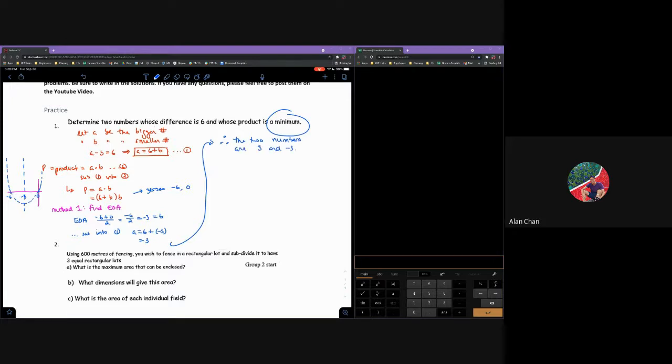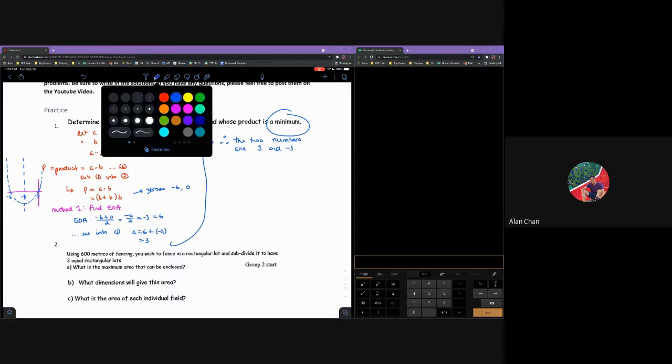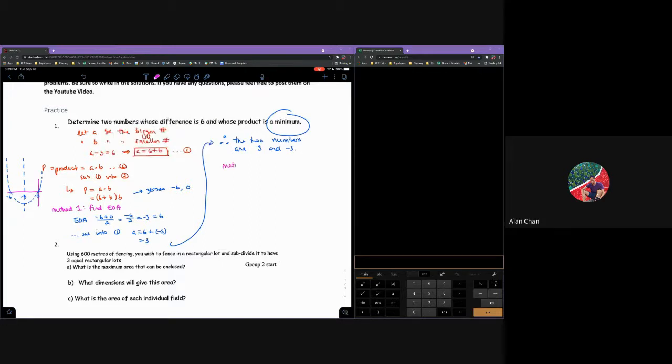How fun. Okay, let's do the other method just for fun. Let's say we didn't know that we could use factored form to find the EOA. Instead, we're going to complete the square. We'll get straight into vertex form, and then from vertex form, we're good, right? So again, all you've got to do is take our P equation. So P is equal to, what was it? It was 6 plus B times B, which is equal to B squared plus 6B.